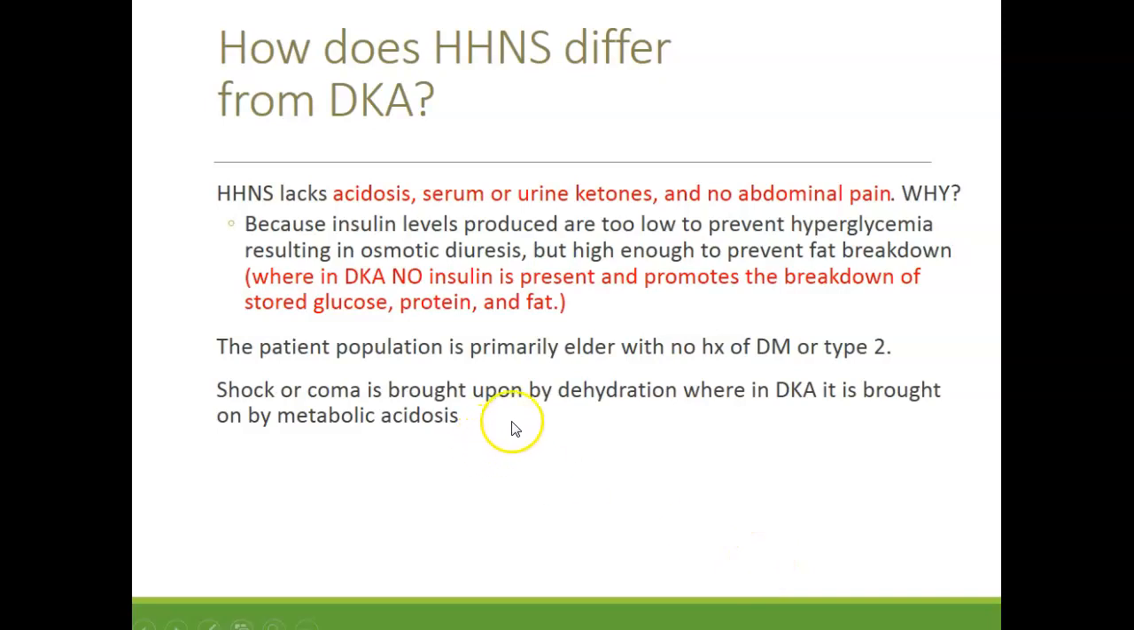What we have in red is that HHNS lacks acidosis, serum or urine ketones, and abdominal pain. Well, why is that? Because insulin levels typically produced are too low to prevent hyperglycemia, resulting in osmotic diuresis, but are high enough to prevent fat breakdown. Whereas in DKA, no insulin is present, which promotes the breakdown of stored glucose, protein, and fat. So that's why you don't have the same symptoms.